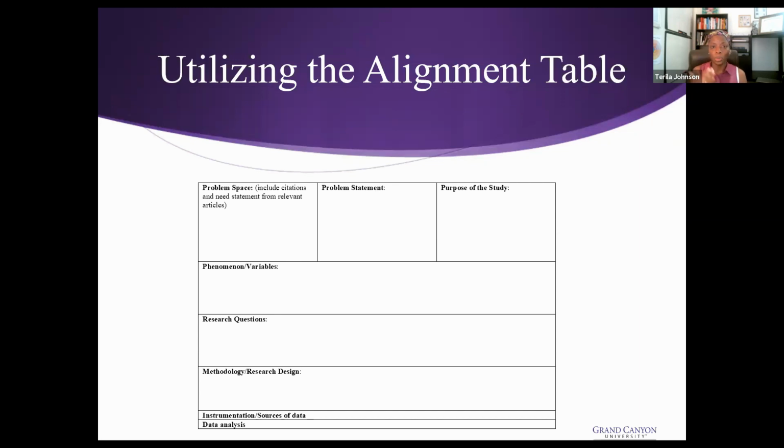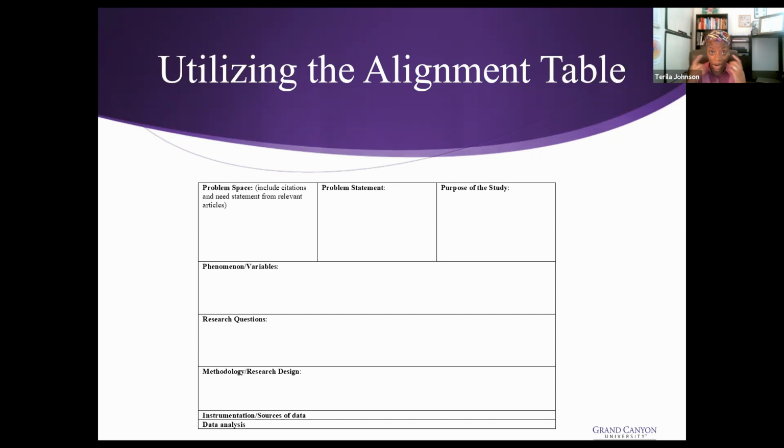So you put this problem space in. Does it directly connect conceptually to the problem statement? Is there some wording that's off in there? Is it too complex? Looking at things like that in addition to the purpose statement.